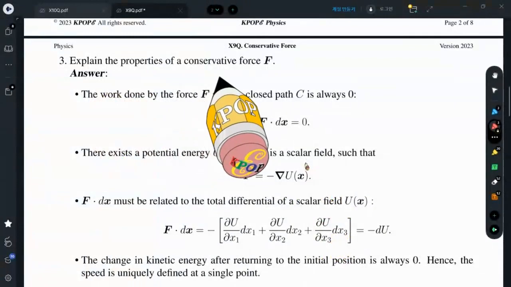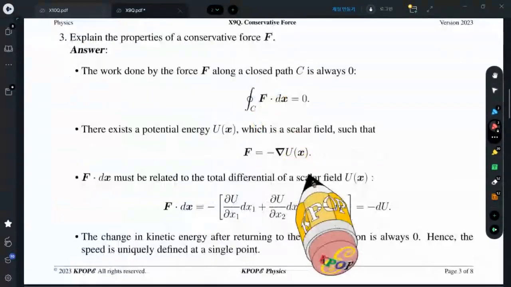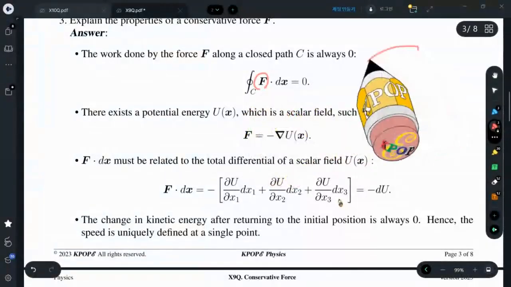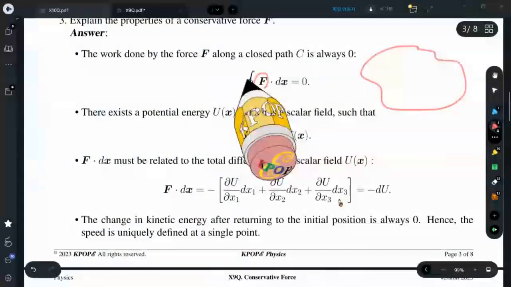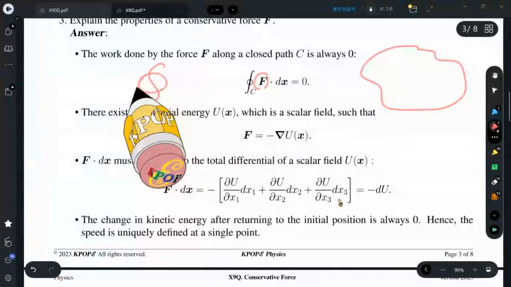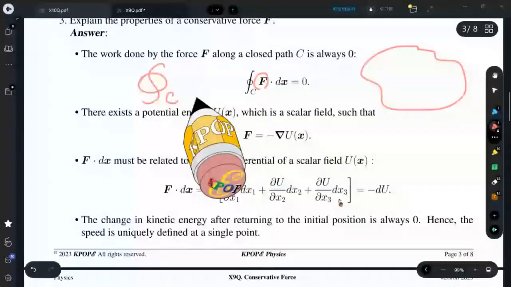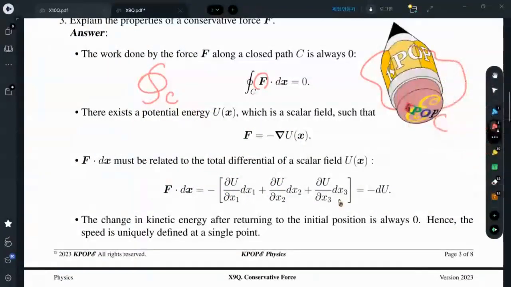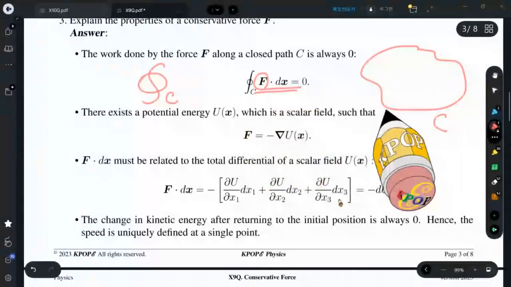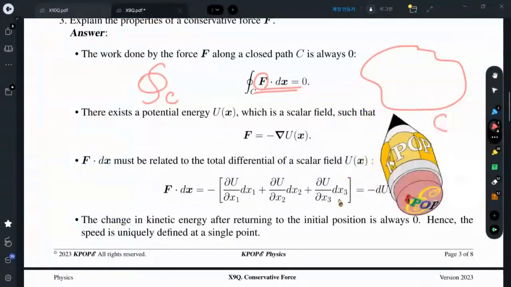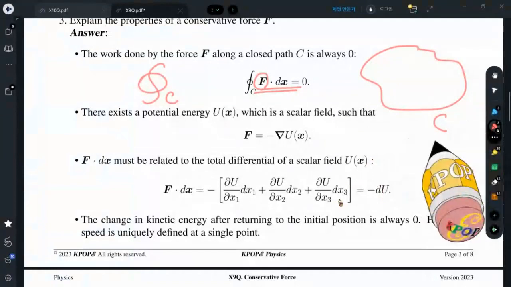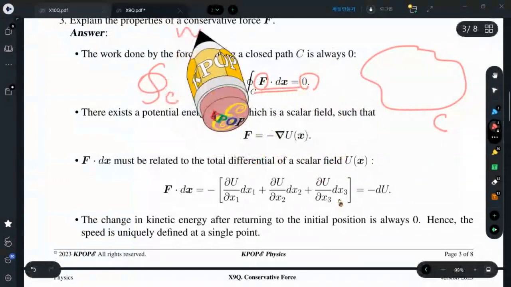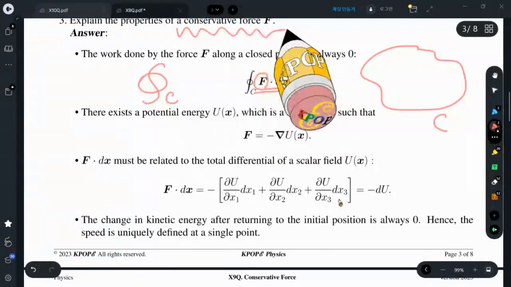Explain the properties of a conservative force. If a conservative force is applied and you follow a closed path, where C is the curve and the circle represents a closed curve, then the work done along a closed path, regardless of the shape of this curve, vanishes. That is the definition of a conservative force.